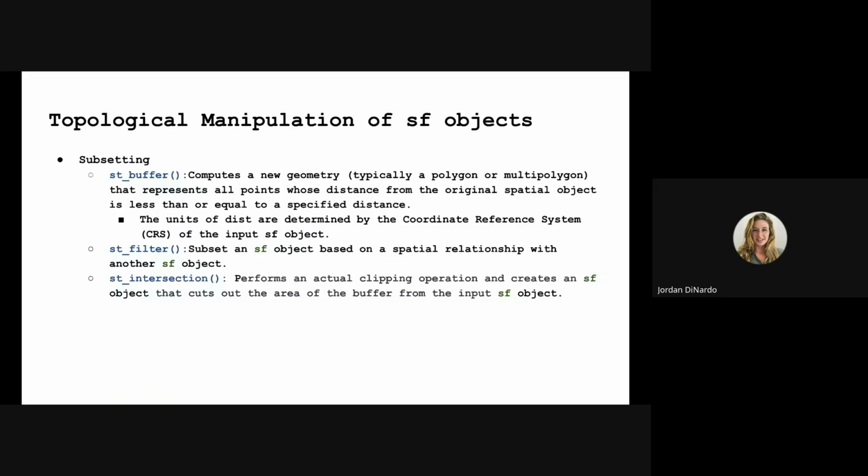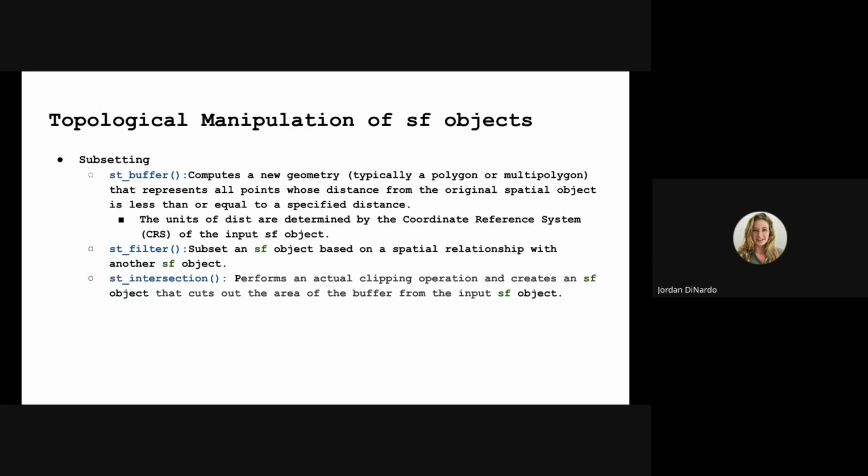Okay, so what we had just worked through on the previous slide was really, like I emphasized many times, just on the tabular attribute data. There are functions within the SF package that allow you to do more topological manipulation, and that's what we have here on this slide. So the first overarching topic is subsetting. We can subset based on a buffer, based on a filter, based on intersections, just like we see in GIS. For the most part, you'll see these general functions with the prefix st_.